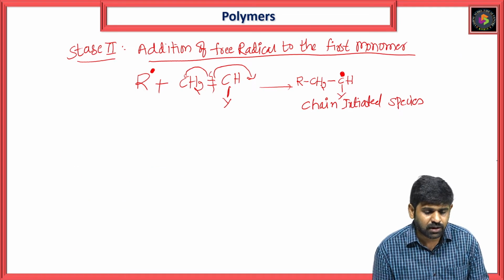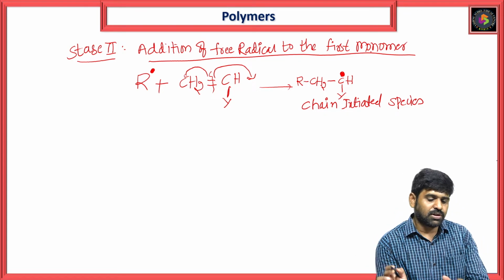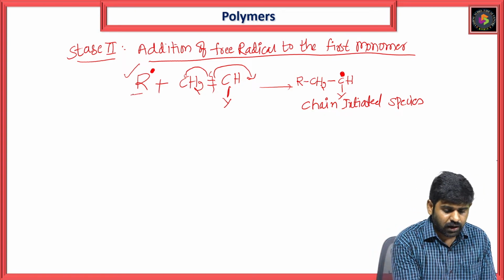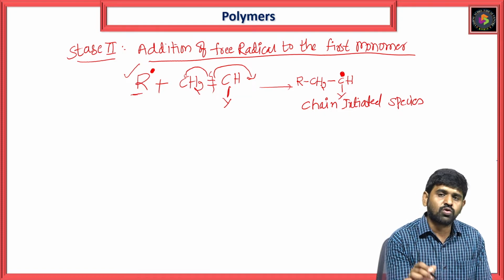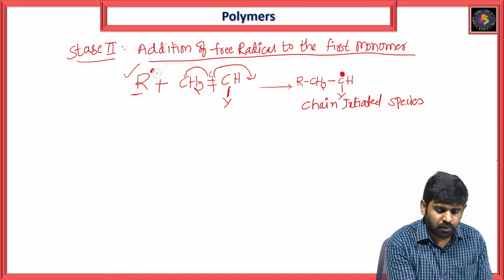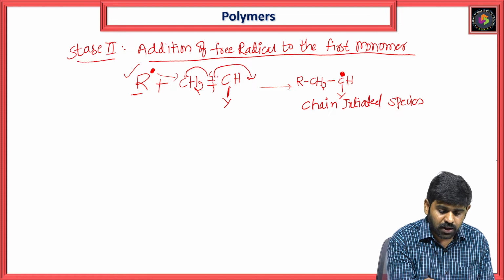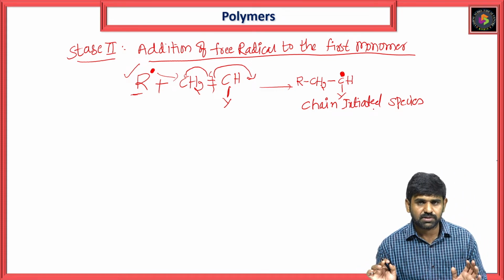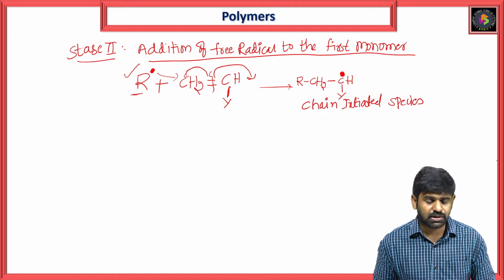Next, stage 2. What is stage 2 here? Addition of free radicals to the first monomer. So this formed phenyl radical, or R dot, reacts with the monomer, right? And this monomer also undergoes homolytic fission. This electron moves here to form a bond with R dot, and another electron moves out here to form the chain initiated species, right? So this is about step 1, initiation.